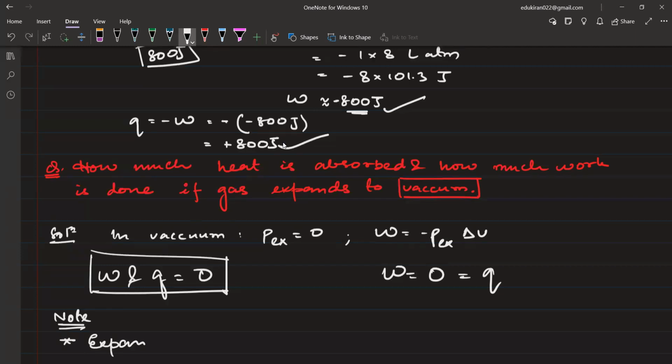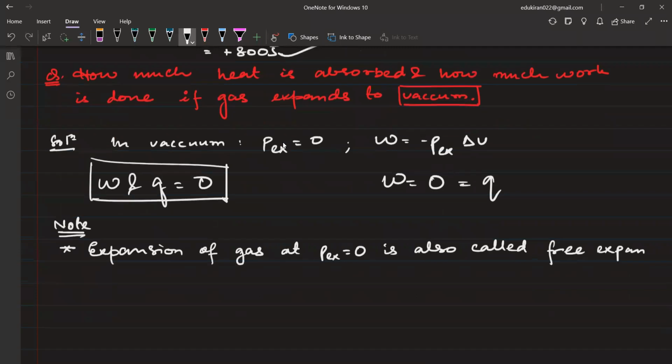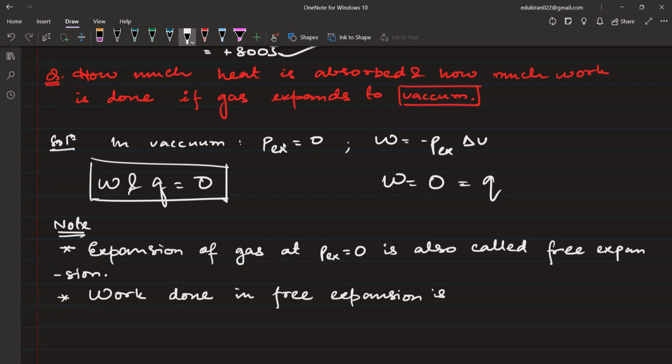Expansion of gas at P external is equal to 0 is also called free expansion. Work done in free expansion is always 0.